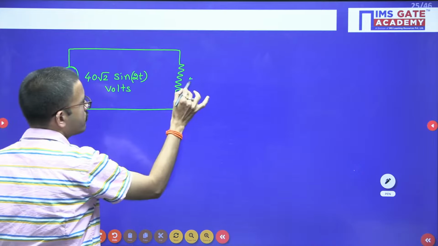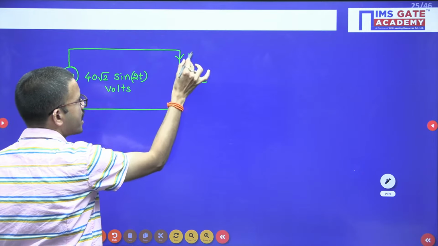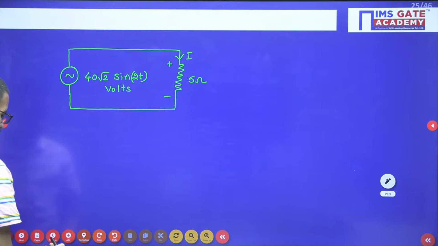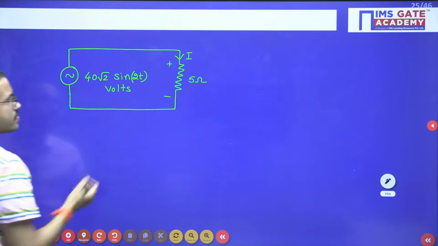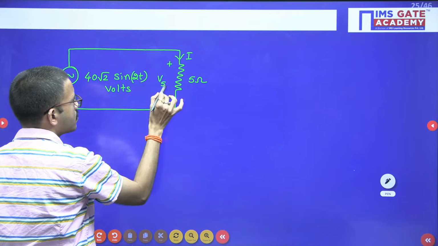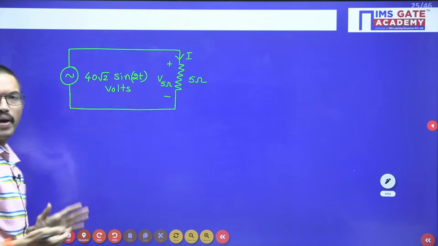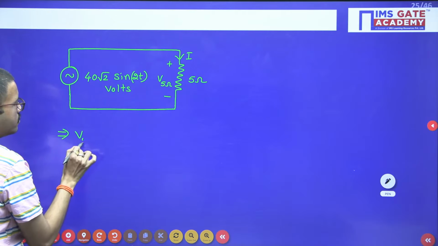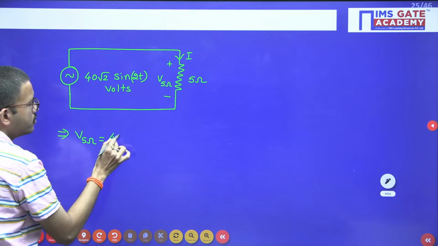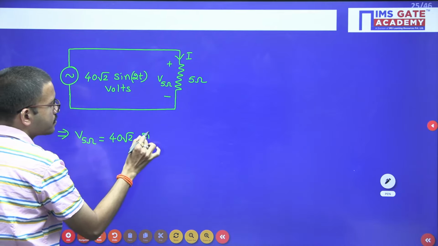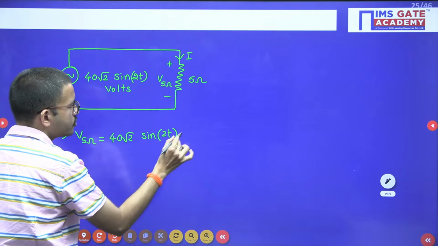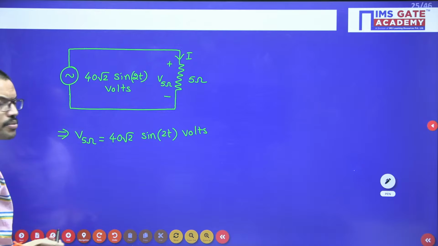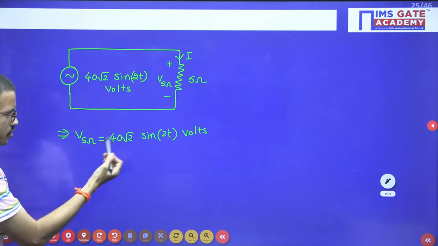So here you are having 5 ohm and the current flowing through this one is I, and the voltage across this 5 ohm is V5 ohm. Whenever two branches are connected in parallel, voltage will be the same. So V5 ohm is nothing but 40 root 2 sine 2t, units are volts. Now let us check whether any option is matching or not. 40 root 2 sine 2t.